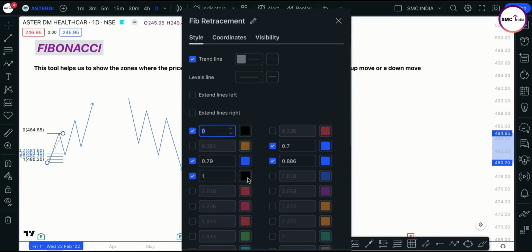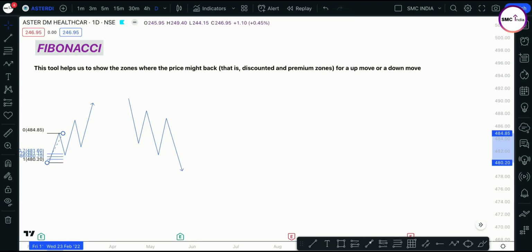So I'm going to the settings to show you my setup. Here you can see that I've marked 0, 0.79, 0.886, 0.7 and 1. This is what my setup is for Fibonacci, which I use in SMC trading. You might screenshot it or you might take a picture of it. And next we come to how I use Fibonacci.